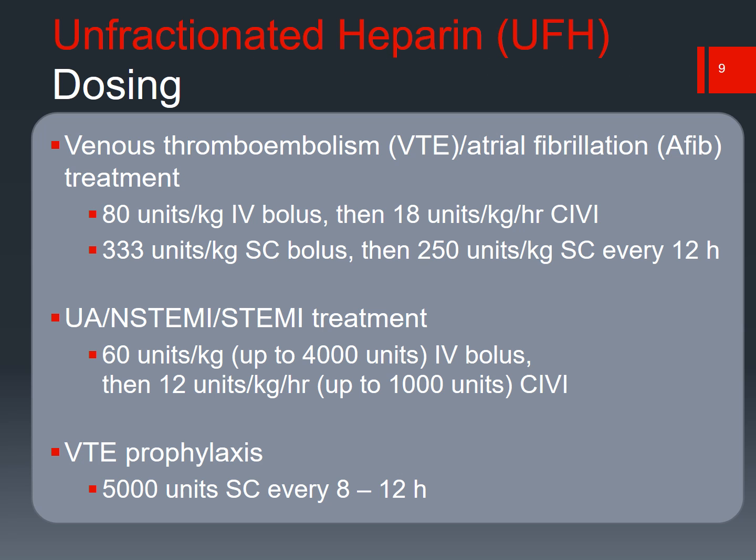For the first cardiology assessment, assessment 2.3, you are responsible for understanding and recalling the dosing for venous thromboembolism, so VTE treatment and prophylaxis dosing. And here we see that unfractionated heparin can be used in VTE treatment at 80 units per kilogram IV bolus, then 18 units per kilogram per hour continuous IV infusion.